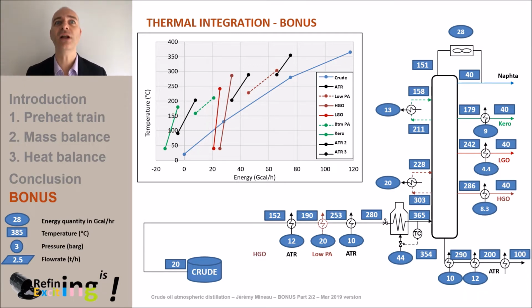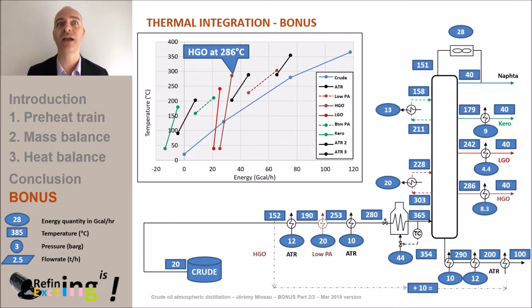The next best candidate for heating the crude is then the heavy diesel. The crude is preheated to 152 degrees C. To keep a thermal approach of 10 degrees C, this means that the heavy diesel outlet temperature shall be 152 plus 10 equals 162 degrees C. Heavy diesel is then consequently cooled down from 286 degrees C to 162 degrees C. And that corresponds to a duty of 3 gigacalories per hour and a crude inlet temperature of 137 degrees C.